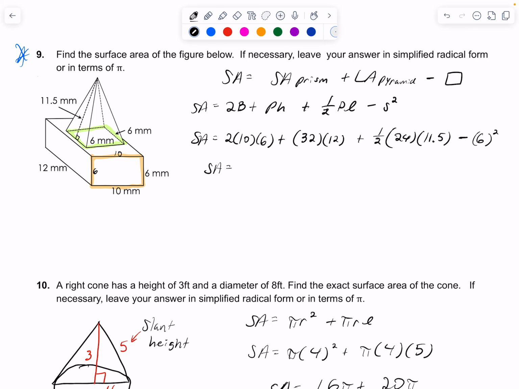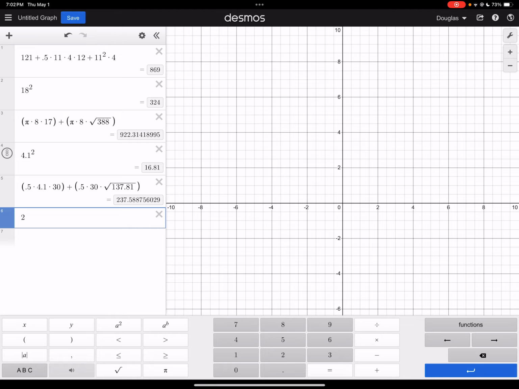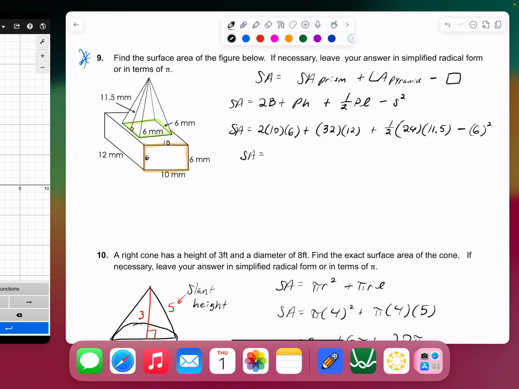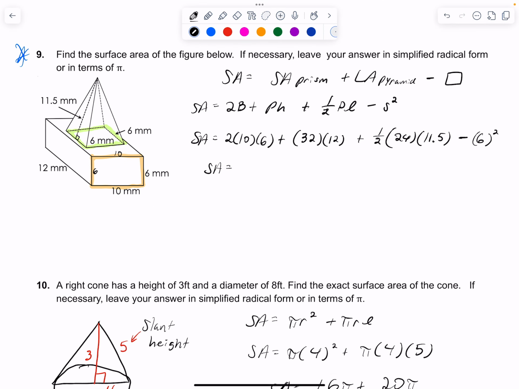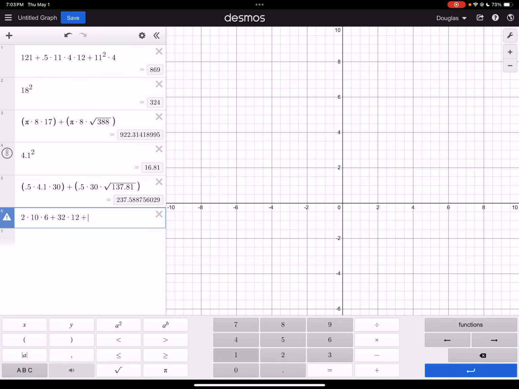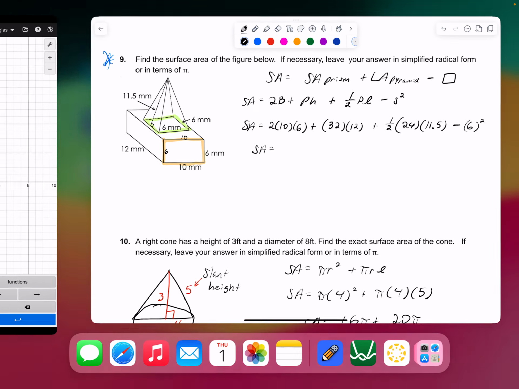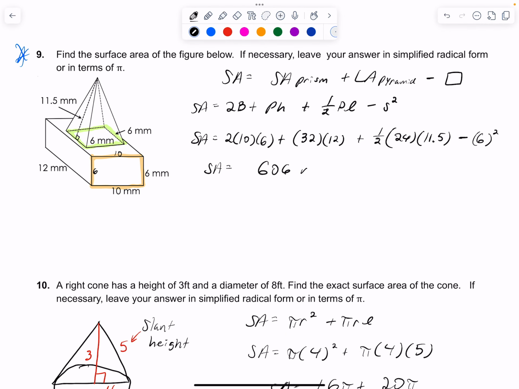All right, so we can go ahead and type all this into a calculator. I've got 2 times 10 times 6, and then plus 32 times 12, and then plus half of 24, which is 12, times 11.5, and then I need to subtract out 36, right? Subtract out that 36, so my surface area is 606 square millimeters.